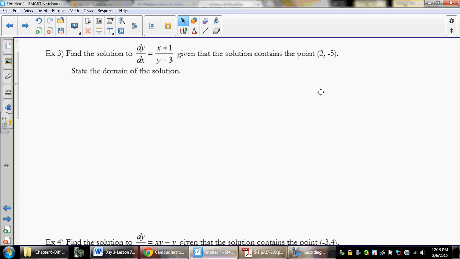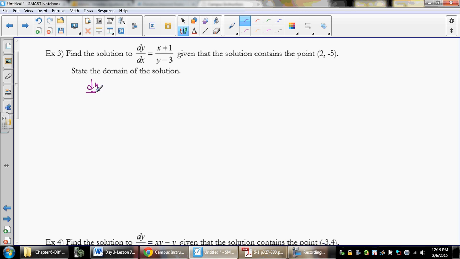Okay, welcome to part 2 of separation of variables. We're just going to jump right in here on example 3. If you missed part 1, you can go back and find that on my webpage. But basically, look in your notes, find example 3, and we want to take this and find the solution that contains the point (2, -5), and then we're also going to state the domain.